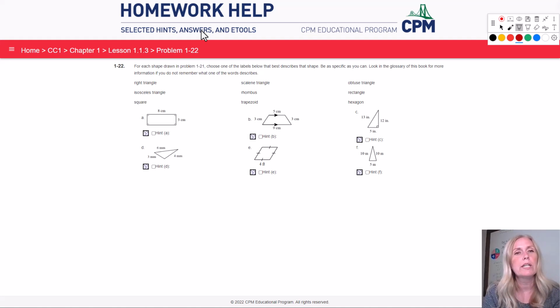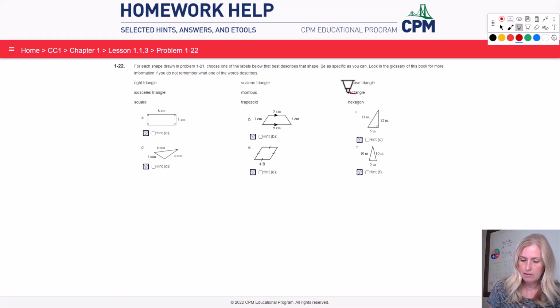Okay, now we're on number 22. So basically we just have to match these vocabulary words with one of these shapes. I noticed that there are more vocab words than there are shapes, so either some of the words won't be used or maybe more than one vocab word can describe the same shape. So let's just keep that in mind. Okay, so on number A, that's obviously a rectangle. I don't even think I need to go over that with anybody. You've known that since kindergarten probably. And I see that rectangle is definitely in there. So I'm just gonna label that rectangle really quickly.